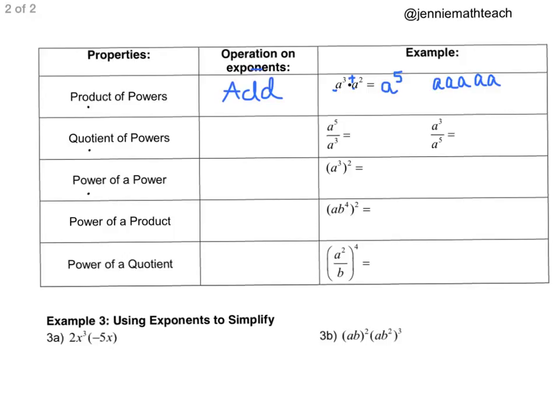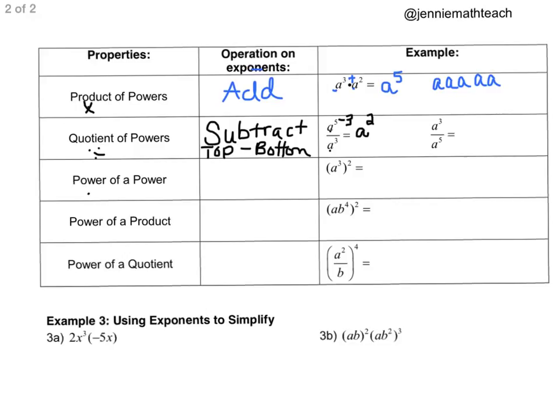Quotient of powers means that we have divided the same base, so maybe you write a little divide sign there. This is when you divide the same bases. So we have a on top and a on bottom, and these are being divided. The rule here is that you subtract the exponents. Since the order matters for subtraction, you'll always subtract the top minus the bottom. So we have a to the 5th and a to the 3rd. We will do 5 minus 3, which is 2. So that gives a to the 2nd.